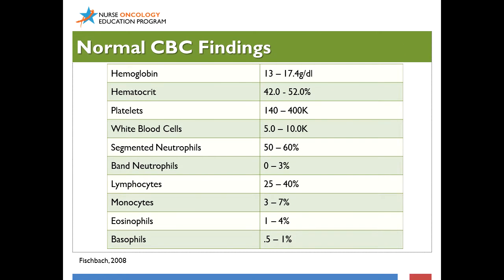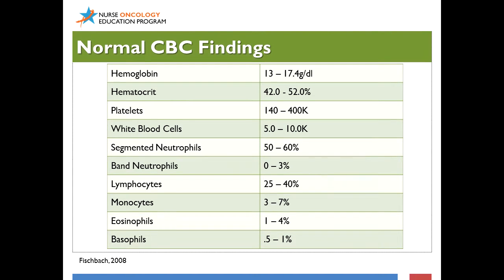It's important for us to have an understanding of a normal CBC finding in order to know what types of treatments may be given at your clinic. If a patient comes in and has a complete blood count drawn, this shows you Fishbach lab values from 2008. Each center uses their own lab value and lab normal range. It's important for you to understand what your center's guidelines are, at what point you would transfuse a patient.